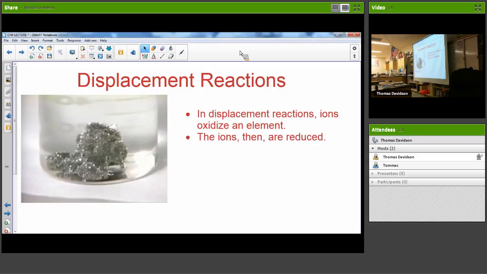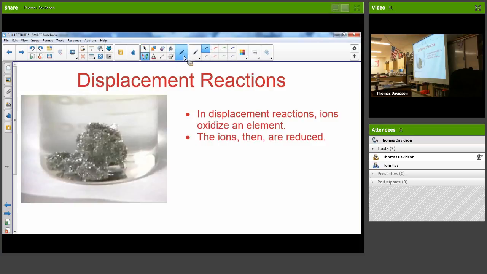All right. So once again, a displacement reaction. Ions oxidize an element, and the ions then are reduced. These are actually usually pretty simple. They're usually very easy to balance as well. So it shouldn't be too bad.